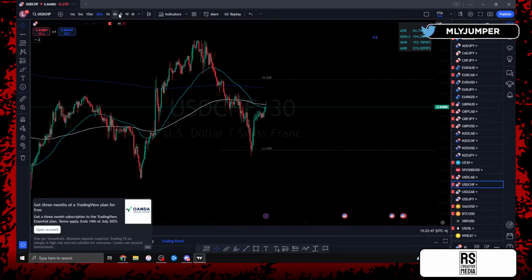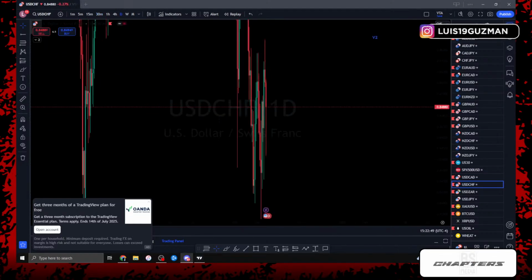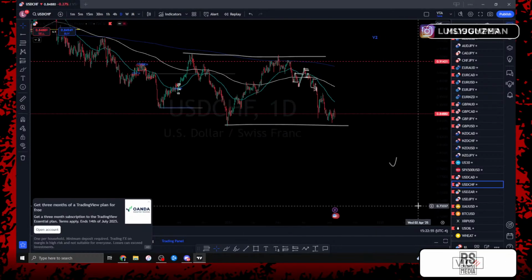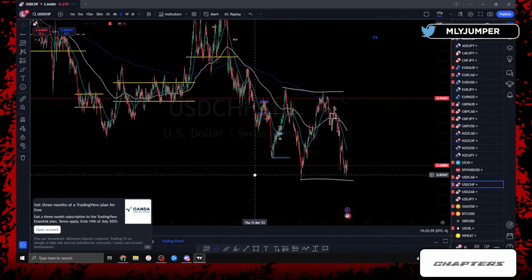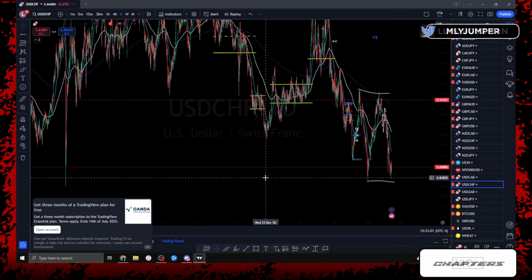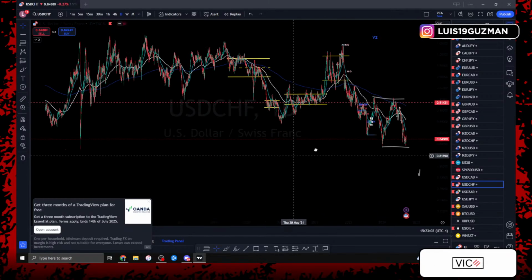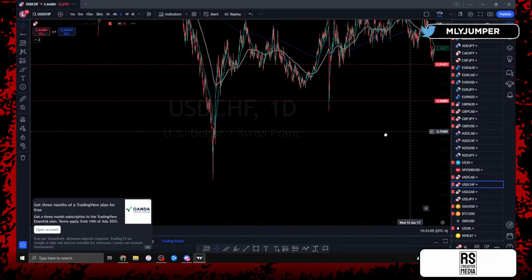USD CHF. This is the pair that Mr. Long Pause wanted me to look at. He wanted me to go over USD CHF. So I haven't updated USD CHF in a minute. Again, this is one where market maker's pattern really isn't that visible at all. But we're pretty much in peak low territory still.